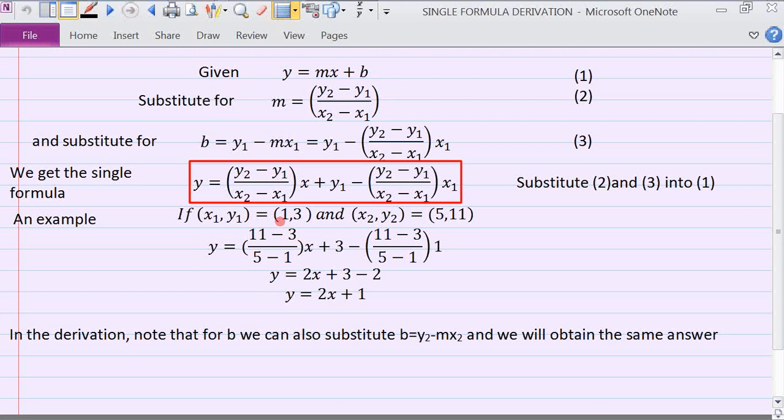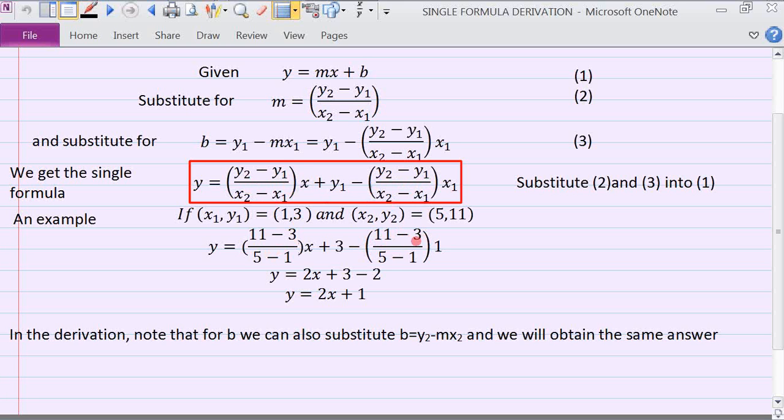So let's take an example. Let's say we have an example, 1, 3 and 5, 11 as our two ordered pairs. I put this into these formulas here and I get the difference in the y's, 11 minus 3, over the difference of the x's, 5 minus 1. This x is this x. I'm substituting into this formula. This part here is the same as that part over there.